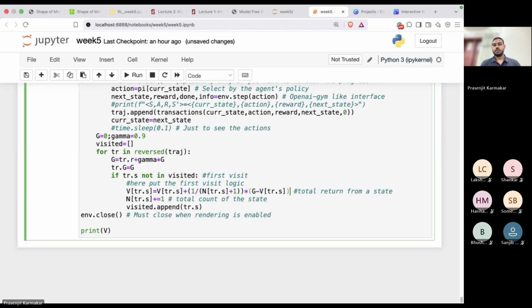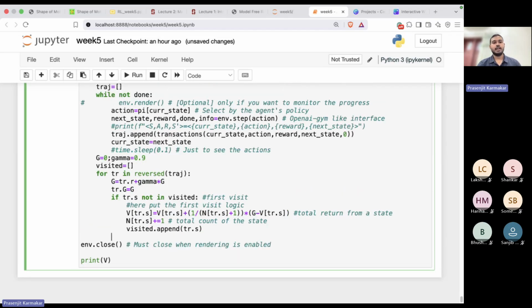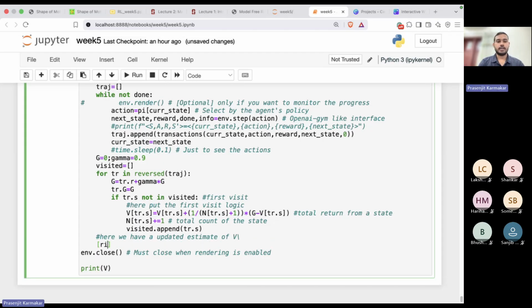That's it. So with this, now every time we have an updated estimate of V. So I can print V here, print V.